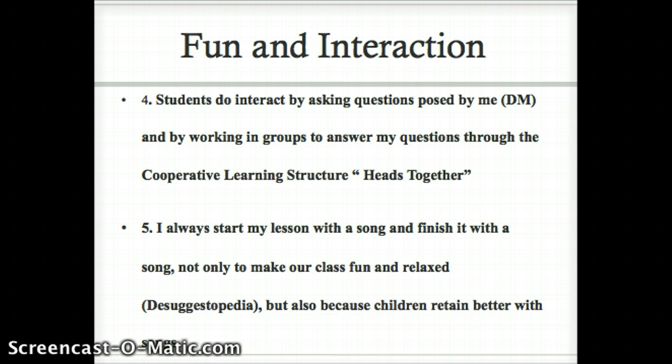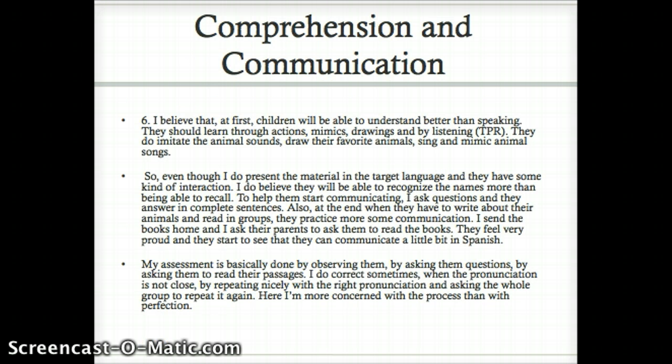I always start my lessons with a song and I finish with a song. I think that really makes the class more fun. So I use a lot of songs. I believe that the class is more fun and relaxed, but they also retain better with the songs. And as I was saying before, I do believe that comprehension is the first step, the most important. I use a lot of TPR, a lot of comprehensible input.